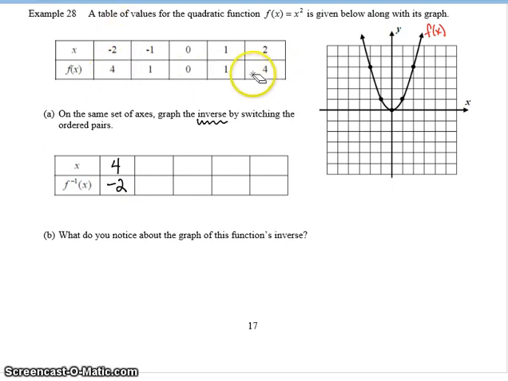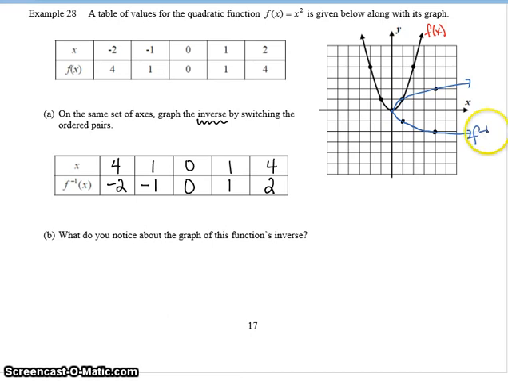So all of these range values, the y values, become the x values. All of the domain values, the x values, become the y values. So I'm just flip-flopping all of those. And then you're just going to plot them. So here's 4, -2. Here's 1, -1. 0, 0 remains. 1, 1 remains. And then 4, 2. So here's my parabola of that inverse function.